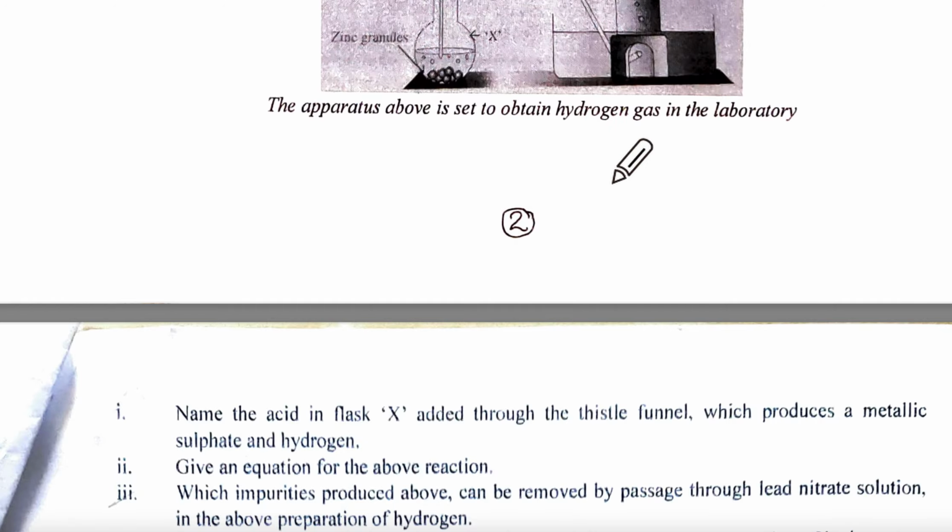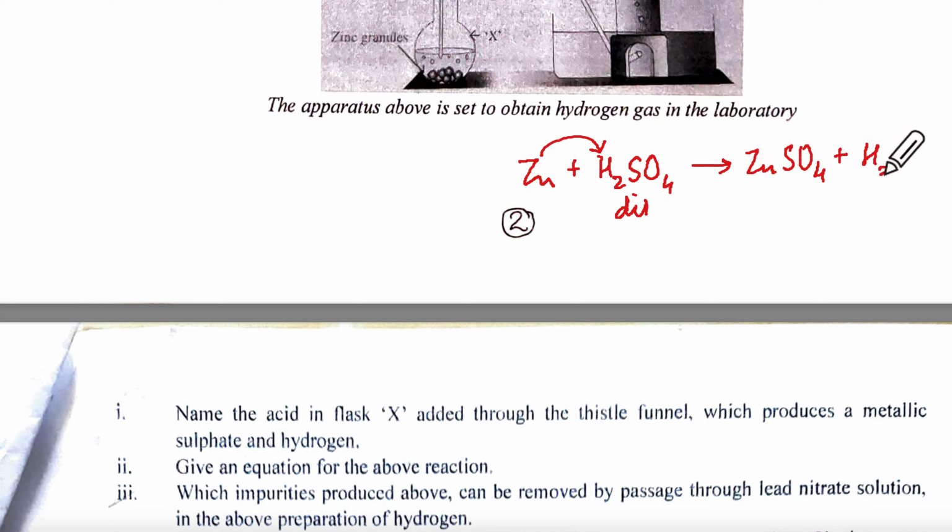What will be the reaction? Zinc plus dilute H2SO4, you have to write dilute. And zinc is going to displace this hydrogen. So it will become ZnSO4 and H2 will be displaced. If you don't write this, your teacher can give you 0. Just make sure that you write the conditions also. Which impurities produced above can be removed by the passage through lead nitrate solution?